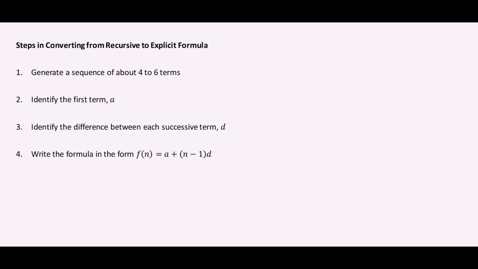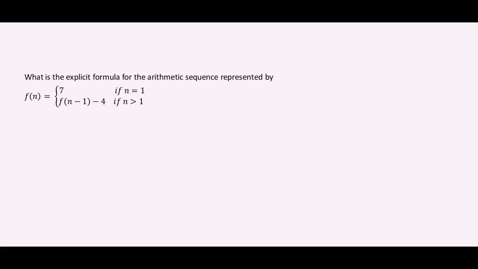When you have the recursive formula, the first thing you want to do is generate a sequence of about 4 to 6 terms. Doesn't have to be 4, it doesn't have to be 6. You can stop at 4, you can stop at 3. But one thing you want to do is just generate a sequence to establish a number pattern. You identify the first term, identify the difference between each successive term, and then you're going to write the formula in the form f of n equal to a plus n minus 1 multiplied by d. Let's put that to practice.